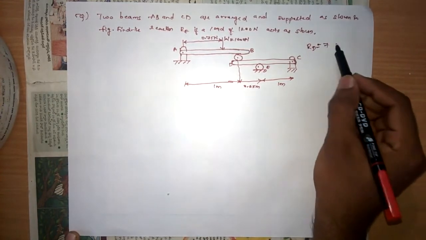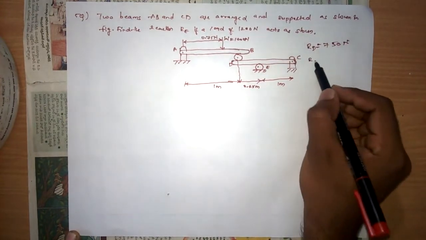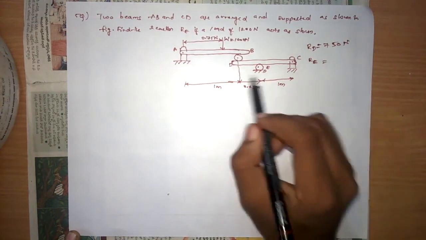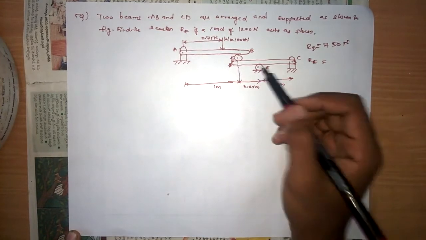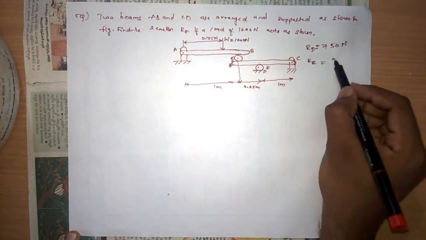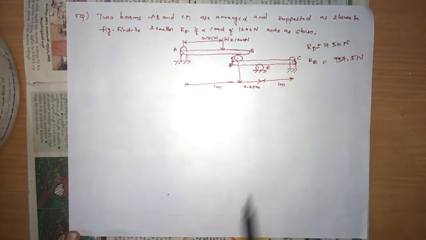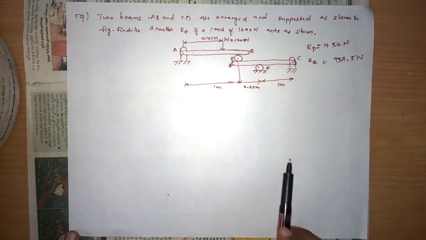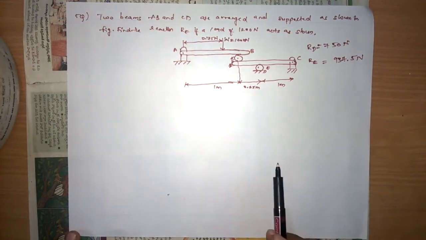The answer for this: we are asked to find RE. RD is equal to 750 newtons, and RE is 937.5 newtons. Take it as an assignment. If you need the solution of this problem, try to watch the next lecture, which is part 4 or part 5.